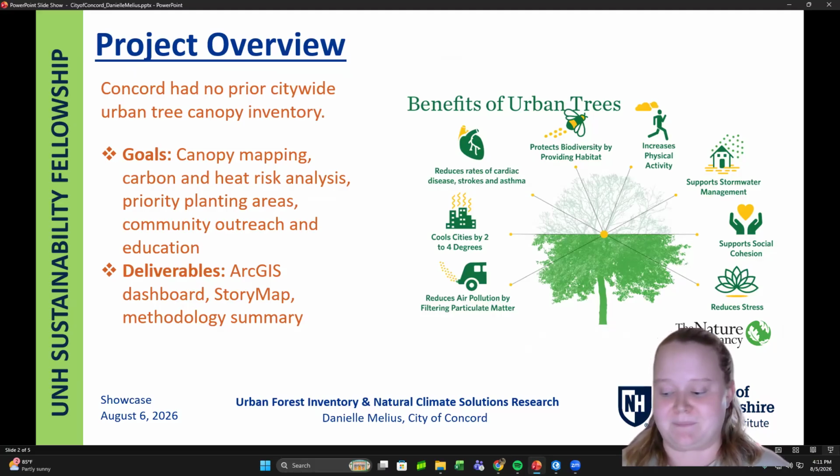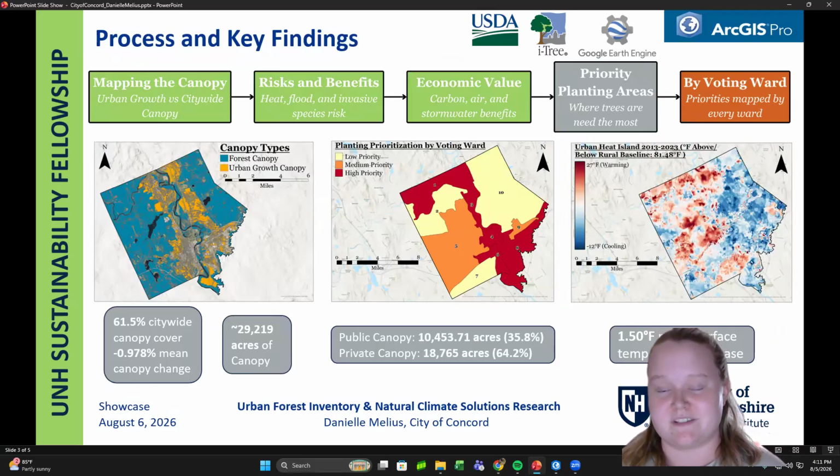hopefully understandable way. So some of the platforms that I used to do this research were ArcGIS Pro, Google Earth Engine, and iTree, which is part of the USDA. And those platforms, of course, allowed me to map the canopy and the more specific parts of it, along with the risk and benefits that come with planting more trees.